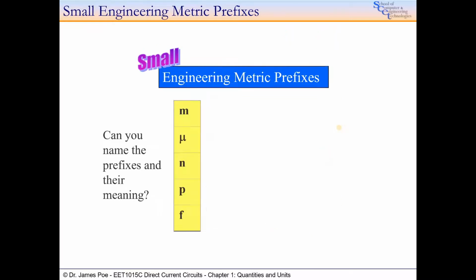Let's look at the small side. So we first have M. Anybody know what that is? You might know it from meters, right? Millimeters. So this one is milli. Is there one or two L's? I don't know. I stink at spelling. That's why I'm an engineer. What's this thing? Anybody know?